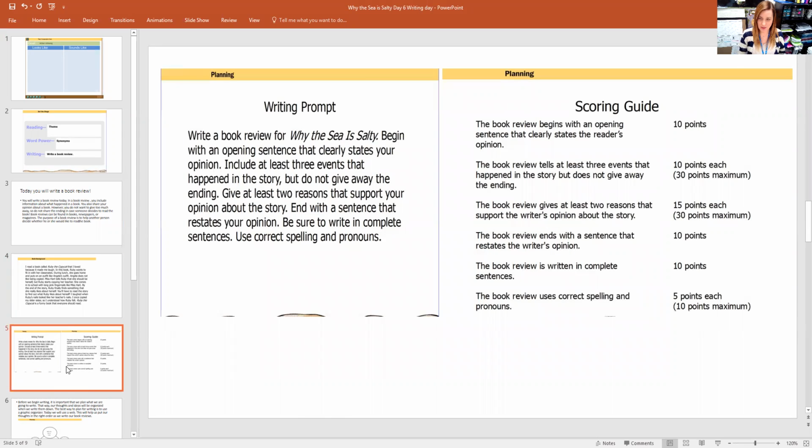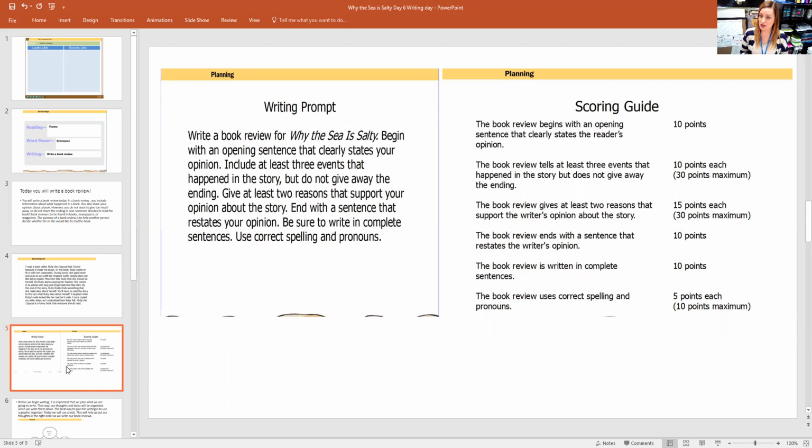Okay, so our writing prompt today says, write a book review for Why the Sea is Salty. Begin with an opening sentence that clearly states your opinion. You have to have at least 3 events that happen in the story, but do not give away the ending. Give at least 2 reasons that support your opinion about the story. End with a sentence that restates your opinion. Be sure to write in complete sentences. Use correct spelling and pronouns.